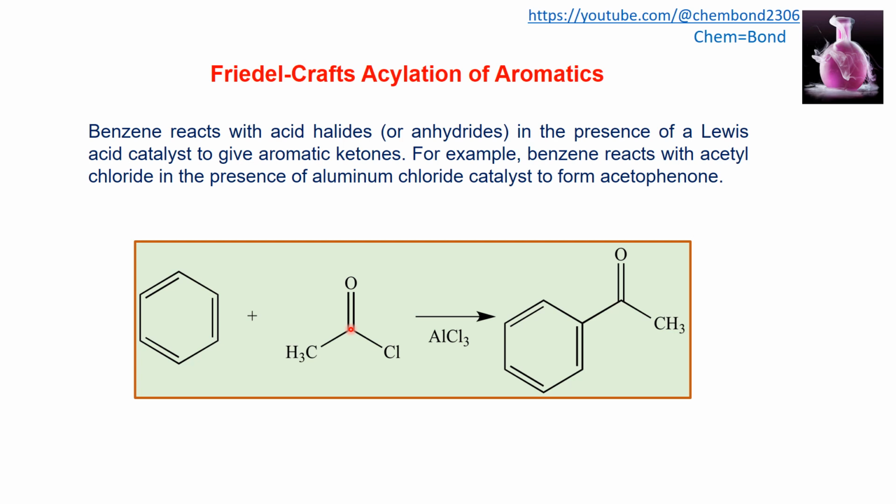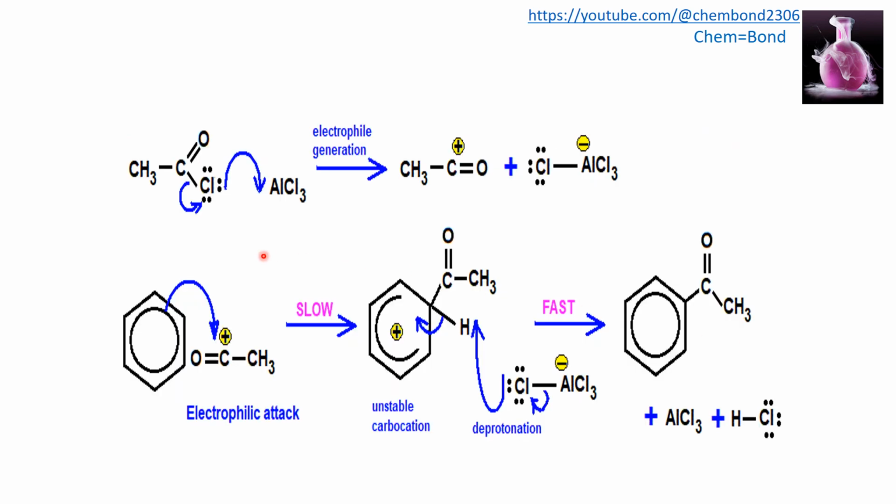This electrophile will attach itself to the pi electrons or pi bonds of the benzene ring and it will produce aromatic ketones. The mechanism is discussed here. First this bond will break by the aluminum chloride, AlCl3, and it will attach itself to the chloride from acetyl chloride. It will produce AlCl4 minus, and it will result in the electrophile.